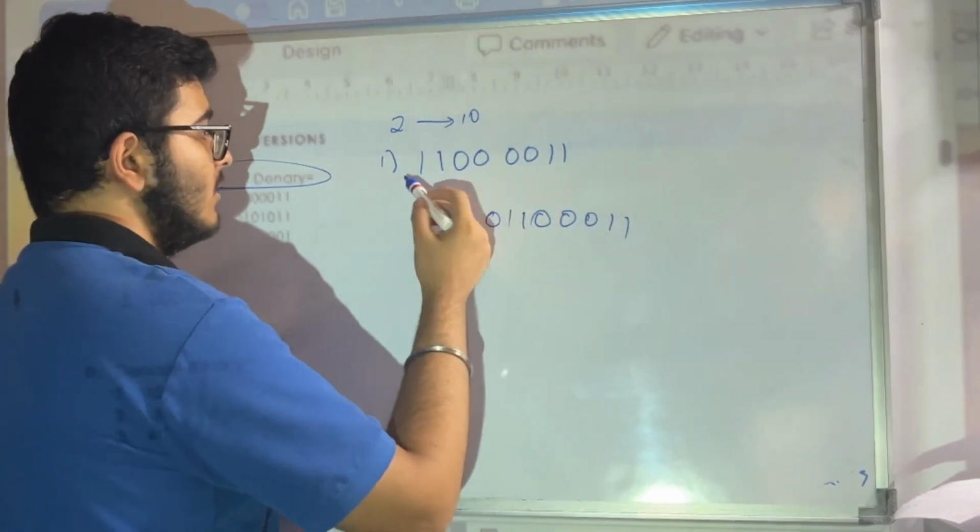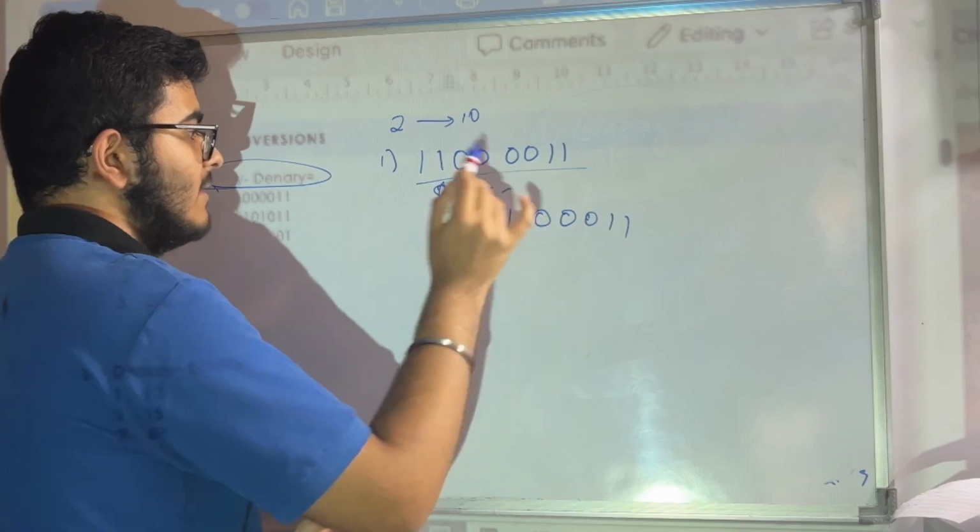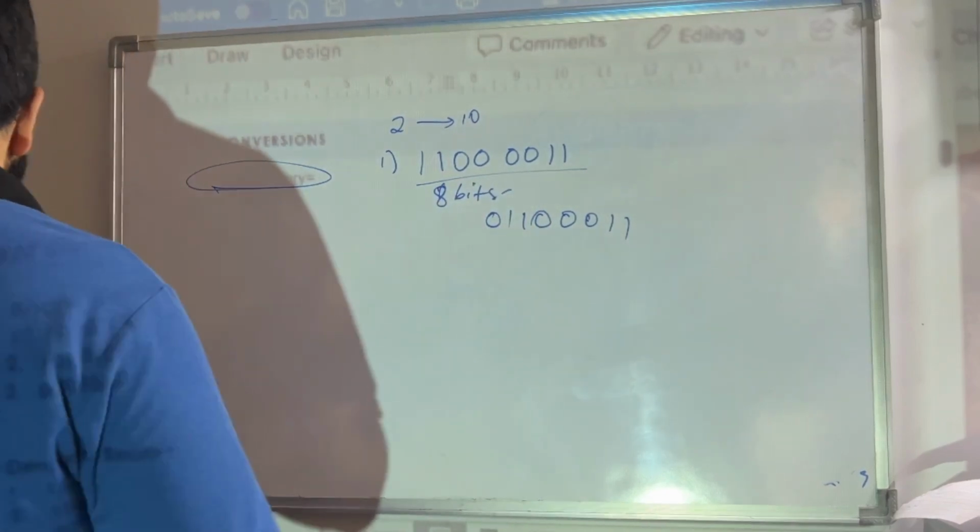That's why we say that we need to have 8 bits. Let's see how to convert binary to denary now.